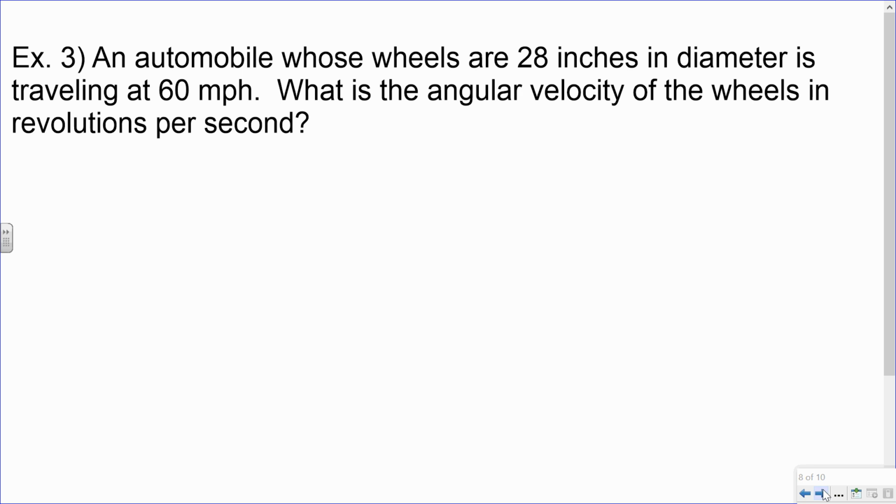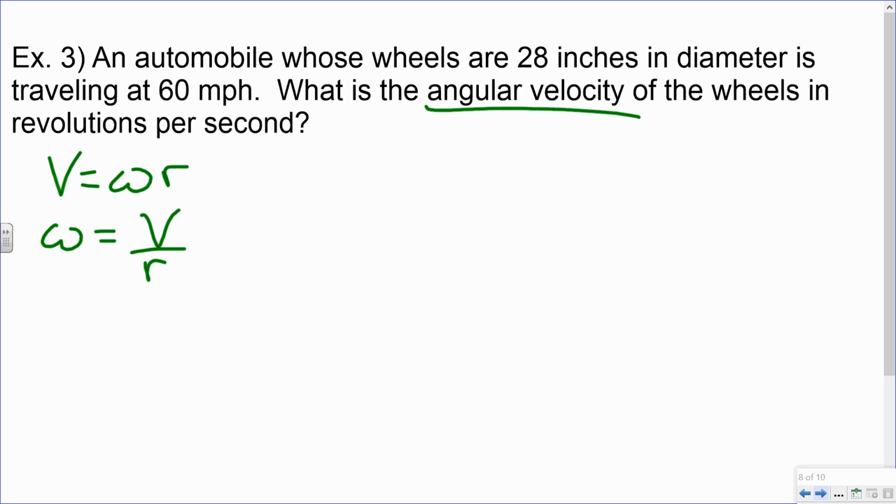So, automobile wheels, it's traveling. We want the angular velocity this time. So, if v is omega r, we want the angular velocity. First thing we're going to do is rewrite our formula. So, omega is v over r.